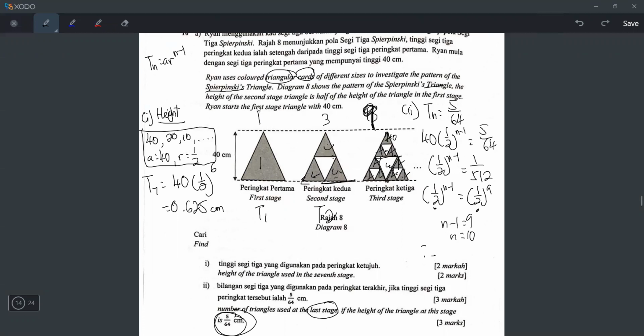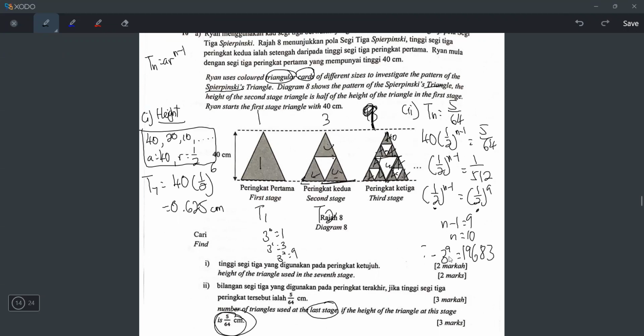If you look at 1, 3, 9, these are all the numbers for powers of 3, right? Because we all know 3 to the power 0 is 1, 3 to the power 1 is 3, 3 to the power 2 is 9. So by the time it reaches the 10th stage, it will be 3 to the power 9, which is, let's press 3 power 9, 19683. It means at the 10th stage, there will be 19683 triangles.